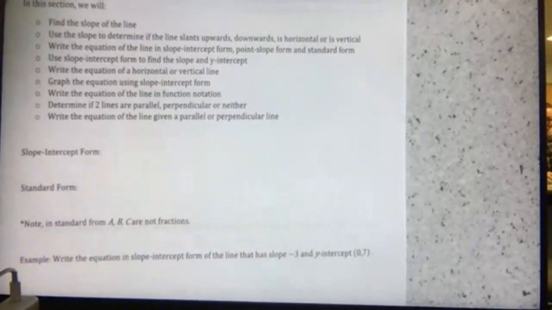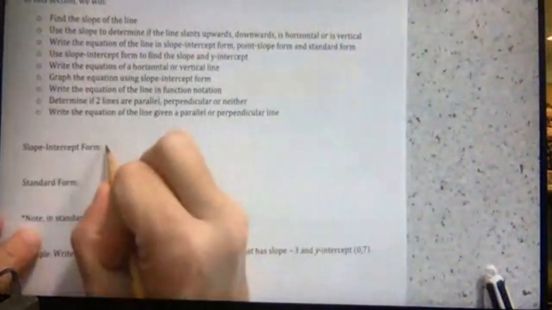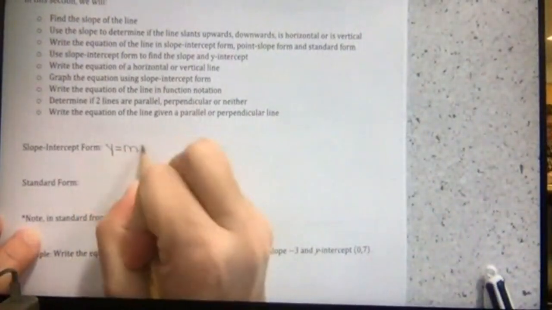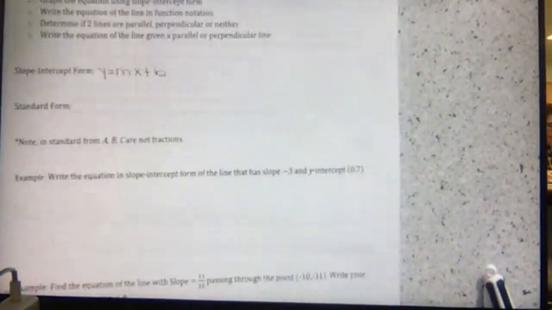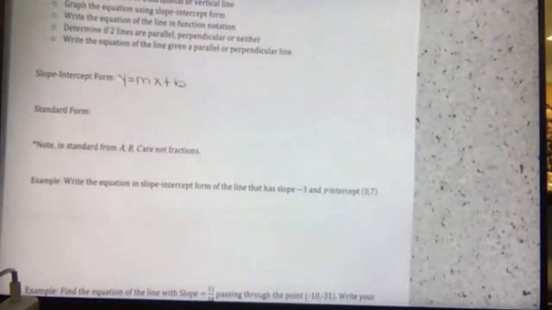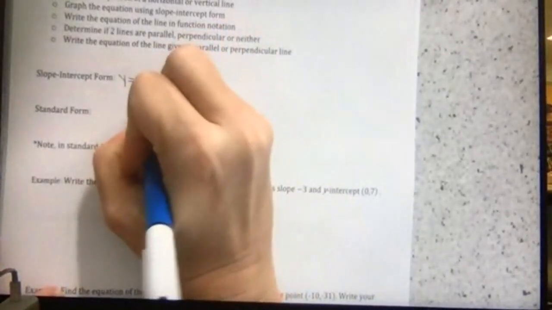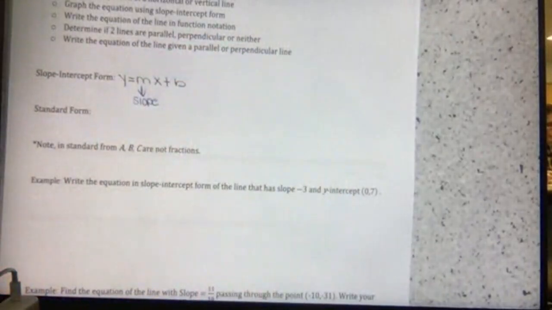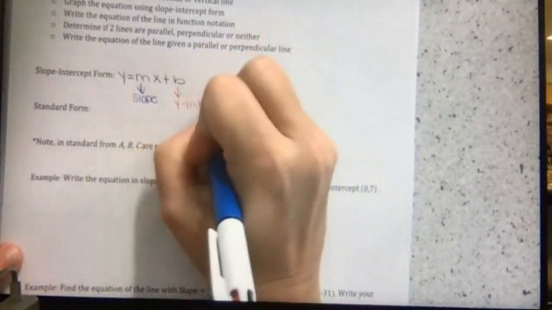they're parallel or perpendicular. So slope-intercept form is the form y equals mx plus b. Y equals mx plus b, where m is our slope. And b is our y-intercept.